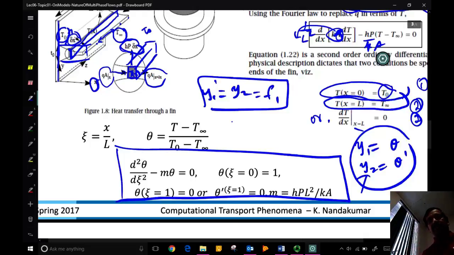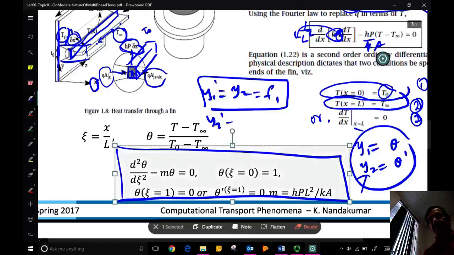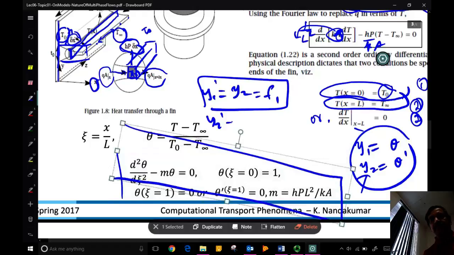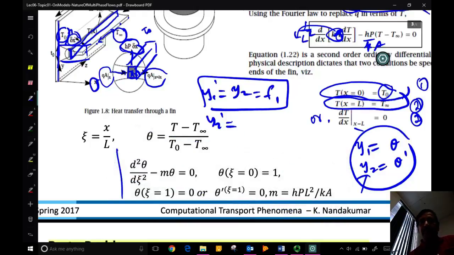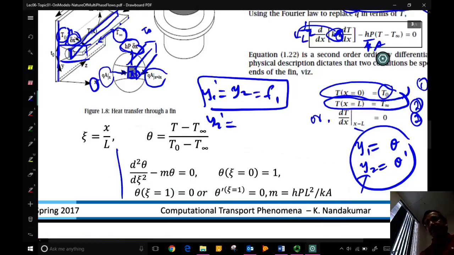And the second equation will come by taking the derivative of the second variable. That is going to be y2 prime, which is going to be theta double prime, right? When I take the derivative of this one, it's going to be theta double prime. But what is theta double prime from this one? It's going to be equal to m theta, which is going to be equal to m y1. That will be my function 2.